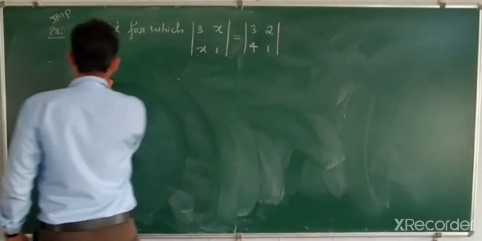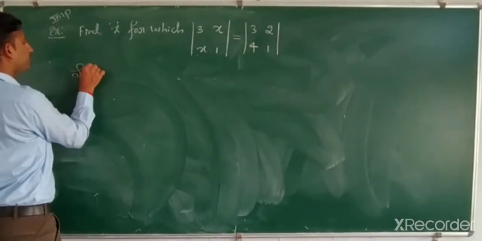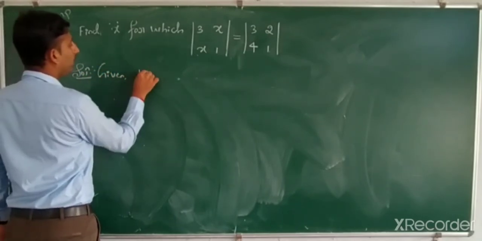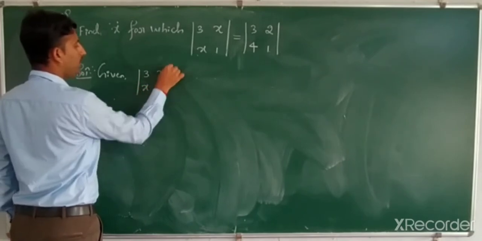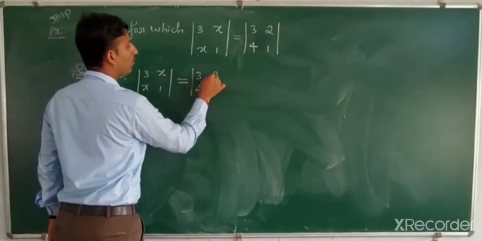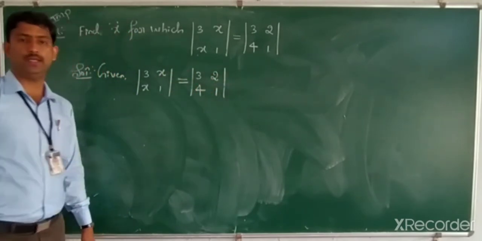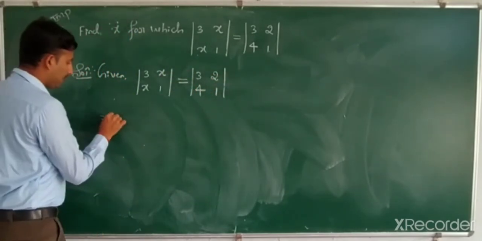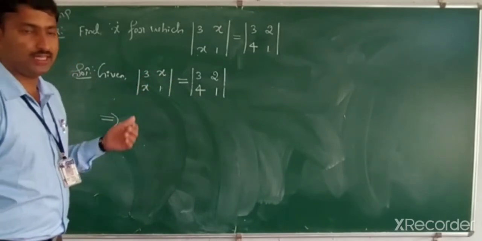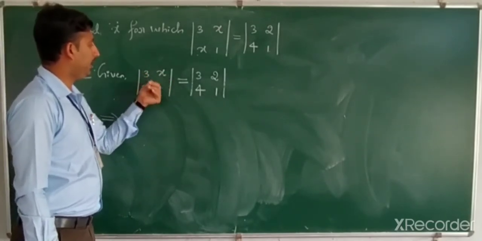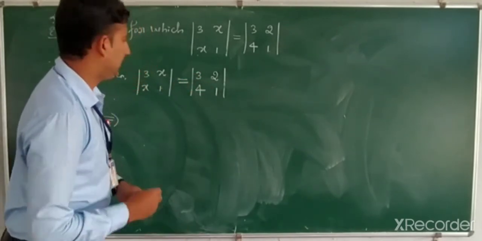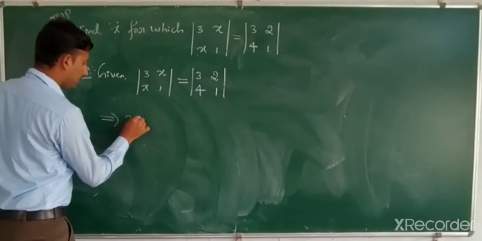What it tells, just observe the solution. Given |3 x; x 1| equals |3 2; 4 1|, which implies, correct? For |A B; C D| it is AD minus BC. You know this from the last class. That's why what I am taking is 3 into 1.